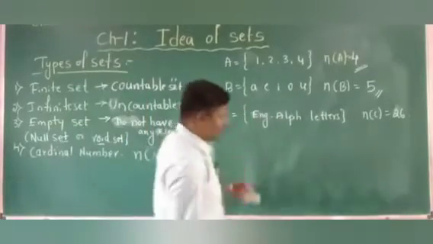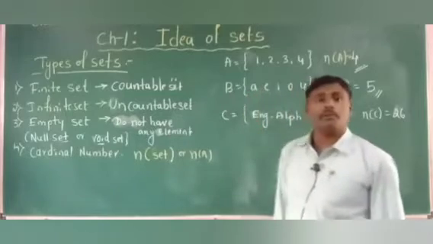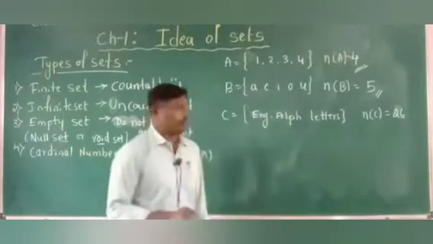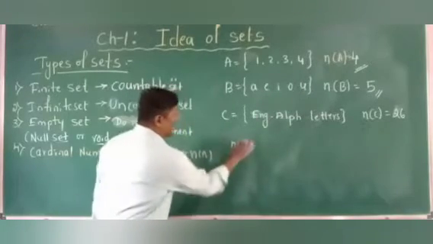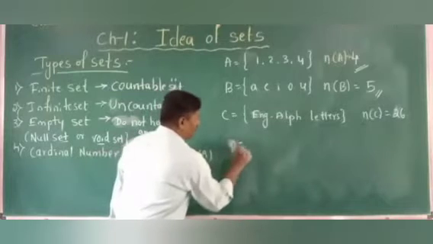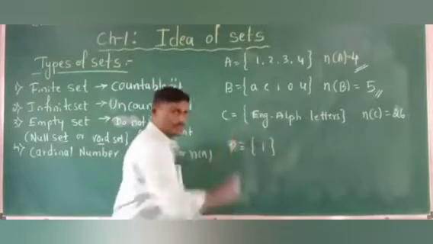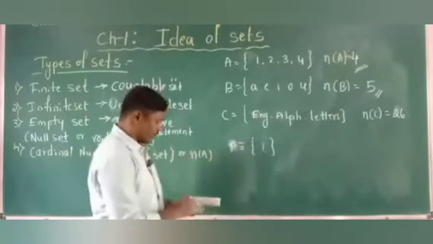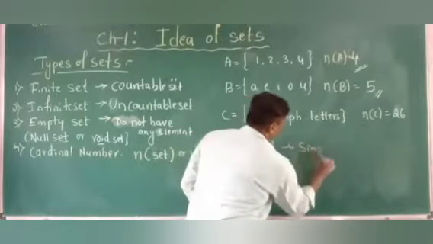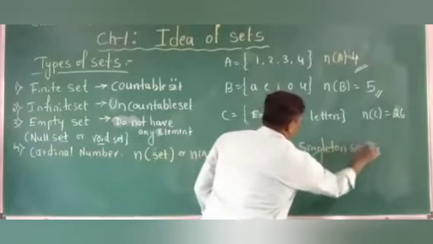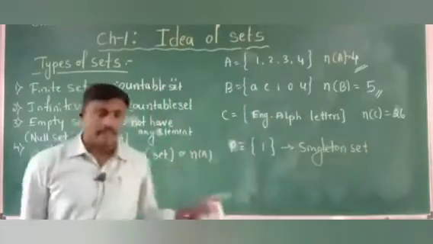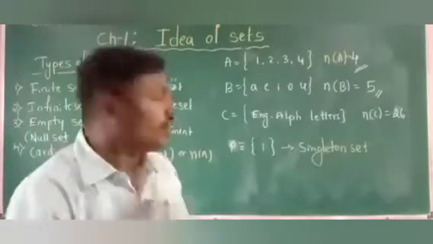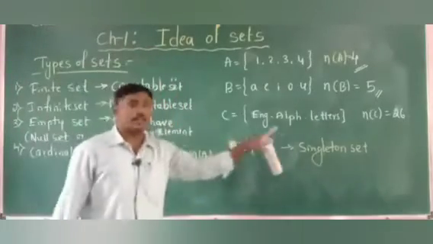Okay. Next one. Here one more important concept is, if a set has only one element, that is, if set P has one element only, that is 1. If set P has one element, these types of sets are called a singleton set. So singleton set means any set which has only one element or only one member, then that type of set is called a singleton set.